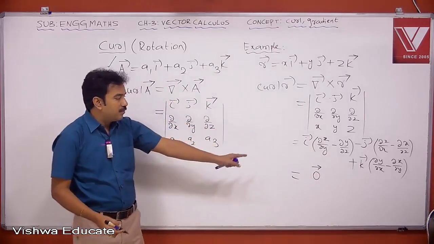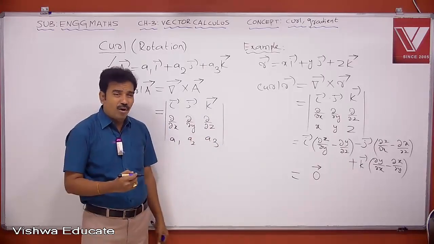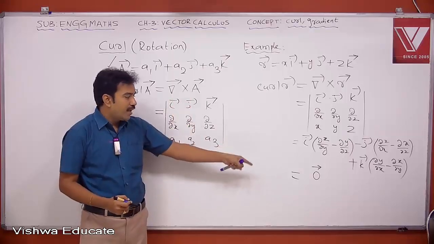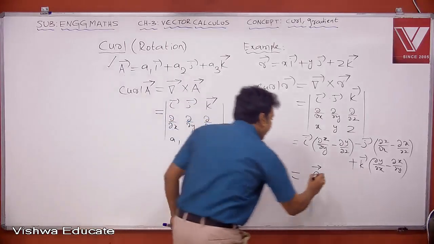Therefore, curl of a standard position vector is a null vector. Since curl, a cross product of two vectors, is a vector, I represent it as 0 bar, null vector. Okay, this is a null vector.